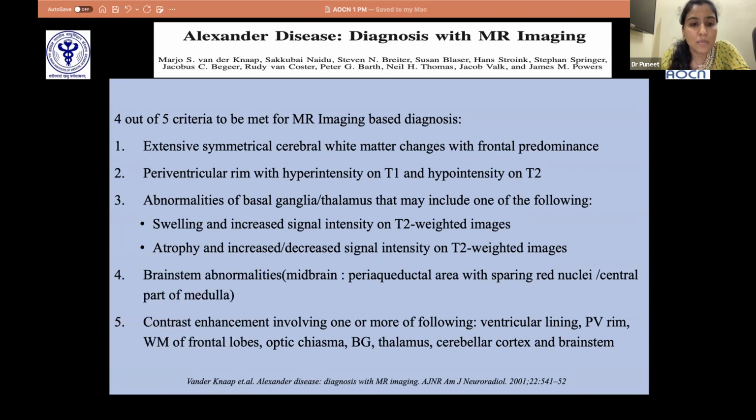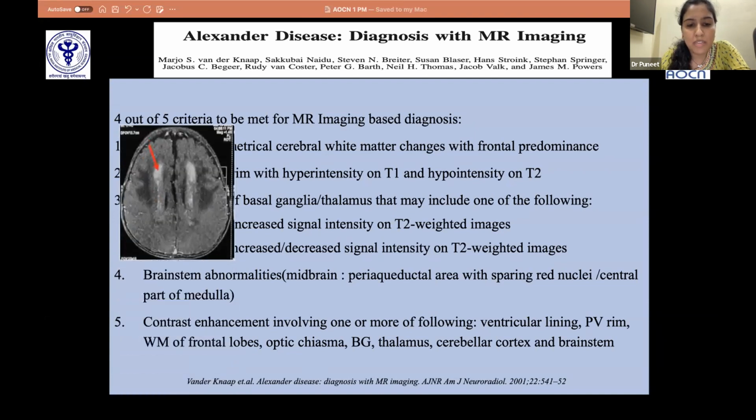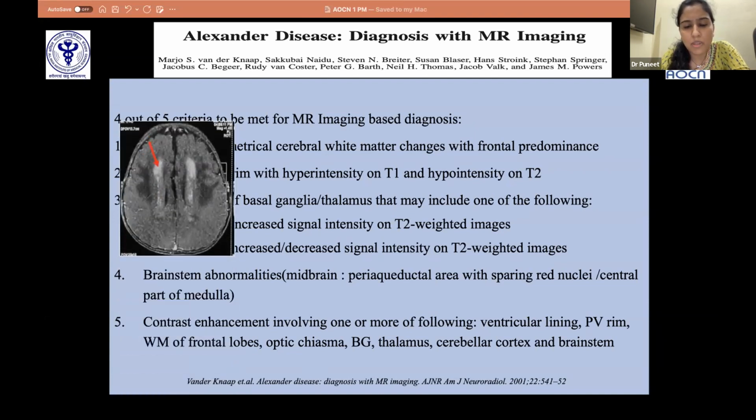The fourth can be the involvement of brainstem, which is usually seen either in the midbrain or the medulla, and mostly the periaqueductal part is involved with sparing of red nuclei. The fifth criteria is the contrast enhancement seen in the above areas, any one of these areas. As we can see here, there is a periventricular rim enhancement in this T1 contrast image.